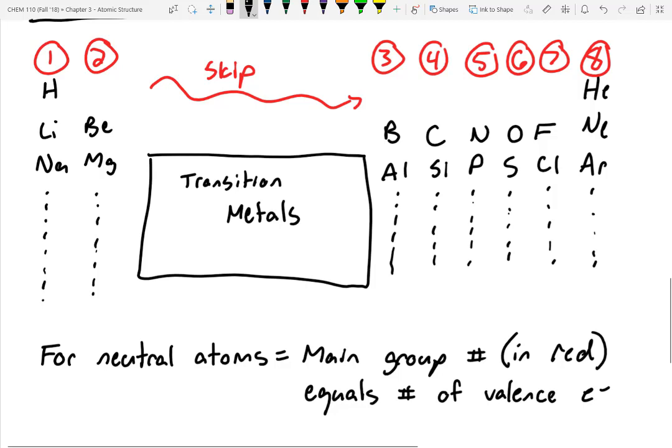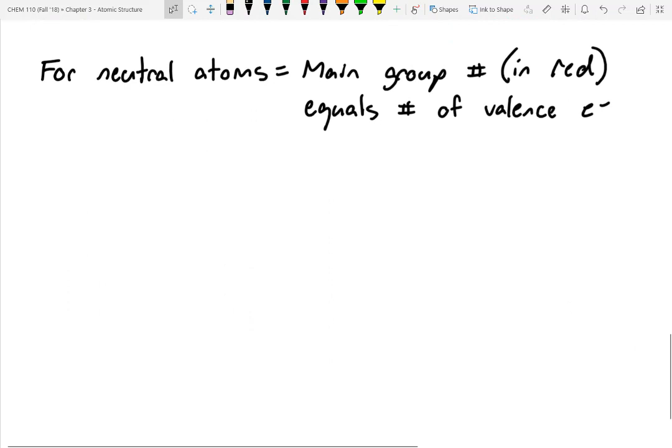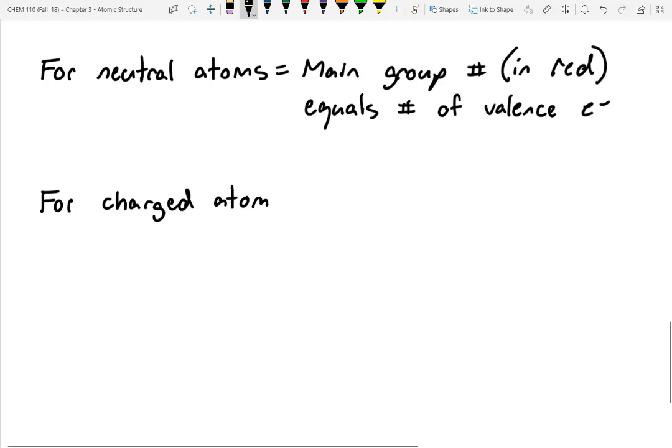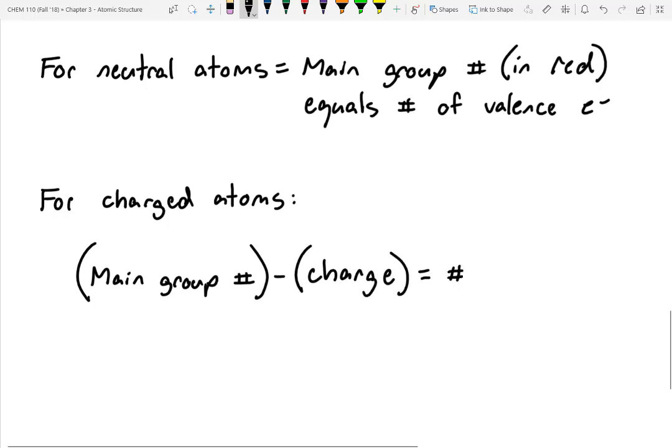Okay. We do have to pay attention, though, if we ever run into an atom with a charge. So for charged atoms, you're going to do the following. You'll take the main group number, that's the thing that I had in red on the table, and then you'll subtract the charge that's shown, and this will give you the number of valence electrons.